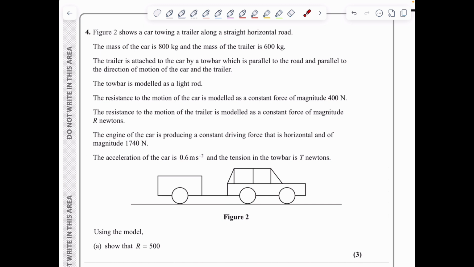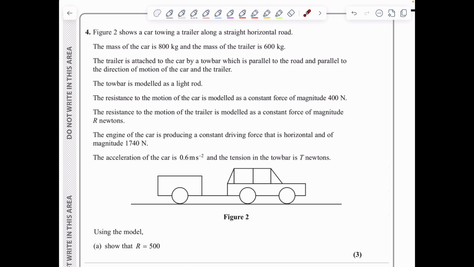In question 4, we're given a car towing a trailer along a straight horizontal road. Now the mass of the car is 800 kilograms and the mass of the trailer is 600 kilograms. The trailer is attached to the car by a tow bar here, which is parallel to the road and parallel to the direction of motion of the car and the trailer. Now the tow bar is modeled as a light rod. The resistance to the motion of the car is modeled as a constant force of magnitude 400 newtons. The resistance to the motion of the trailer is modeled as a constant force of magnitude R newtons.